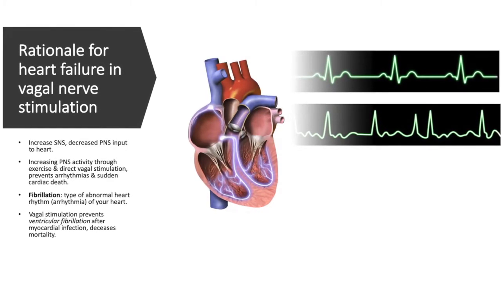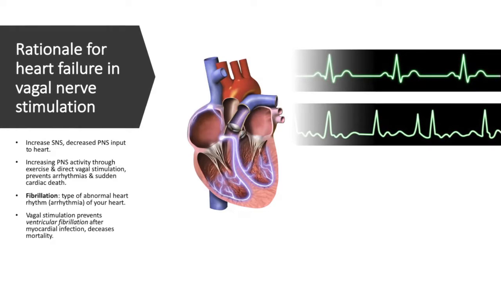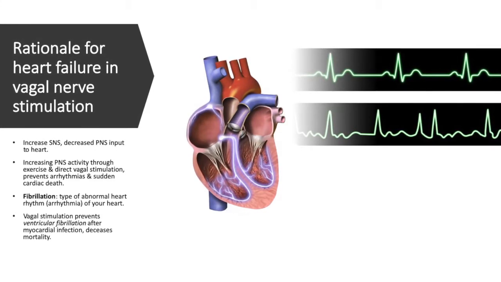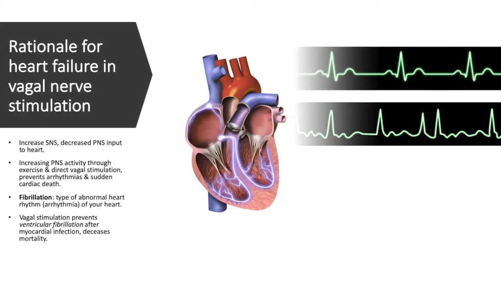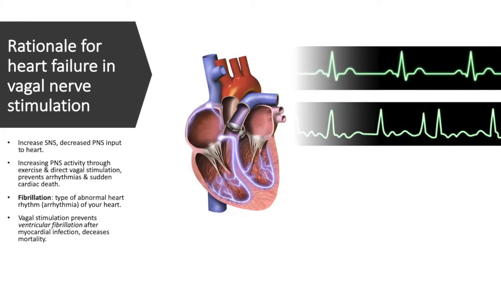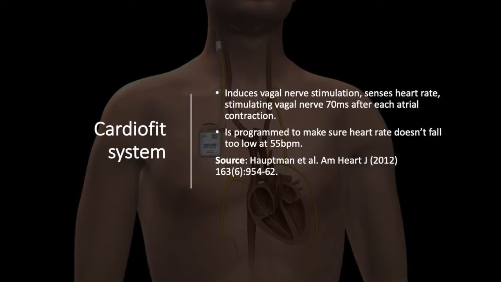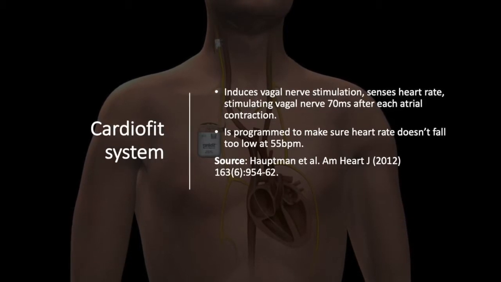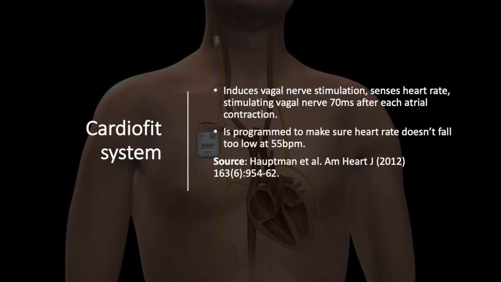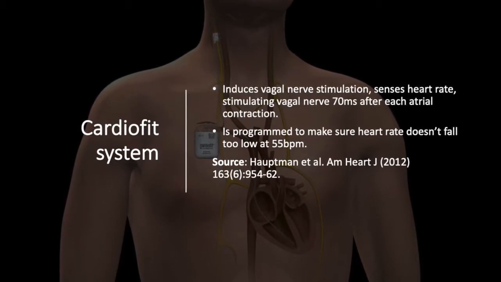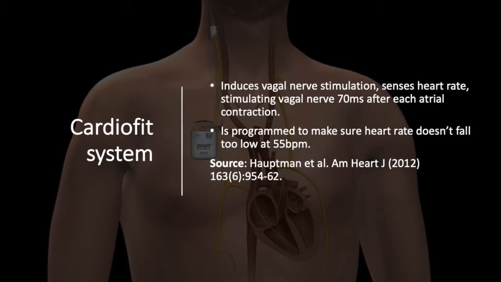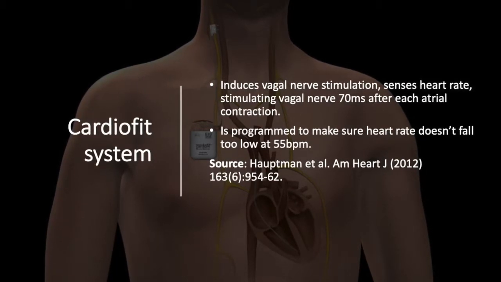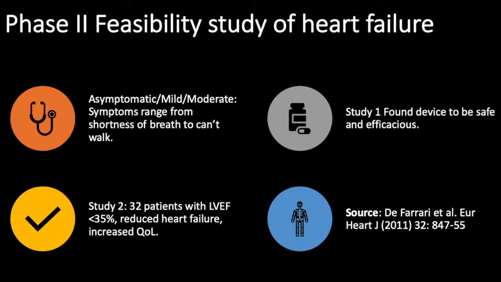Fibrillation is a type of abnormal heart rhythm, arrhythmia, of your heart. Atrial fibrillation starts in the upper chambers of your heart, the atria, and causes them to quiver, fibrillate, instead of beating normally. Vagal stimulation prevents ventricular fibrillation after myocardial infarction. This decreases mortality. The CardioFit system induces vagus nerve stimulation, which senses heart rate, and it stimulates the vagus nerve 70 ms after each atrial contraction. The stimulating system, however, is programmed to make sure the heart rate doesn't fall too low, at less than 55 beats per minute.